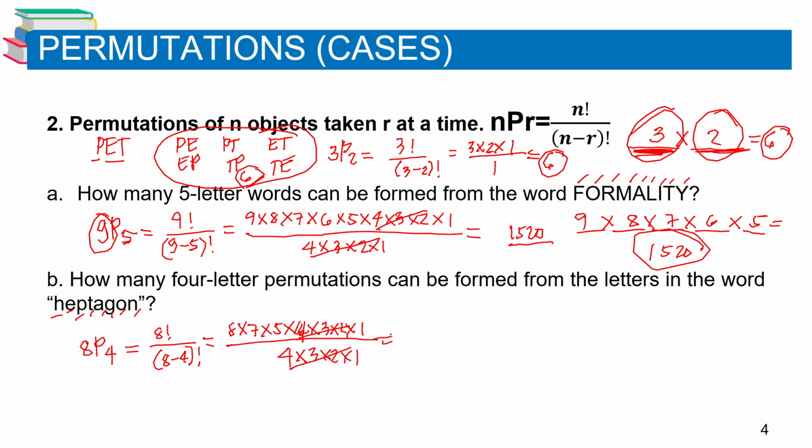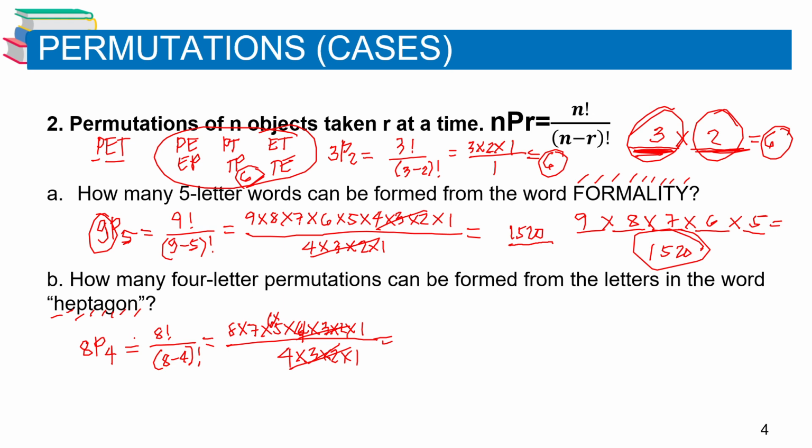Okay, so 4 letters. In this case, we have 8 times 7 times 6 times 5, and cancel this part. The remaining is 8 times 7 times 6 times 5. That is equal to 8 permutation of 4. Let's use the calculator here.